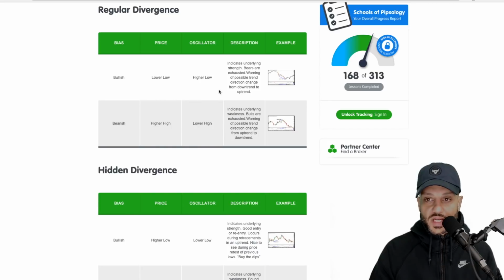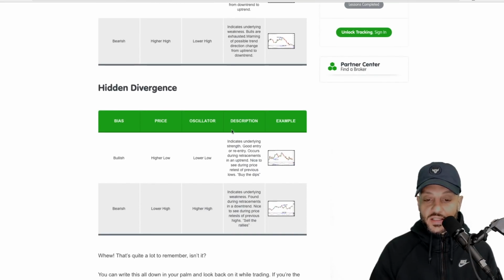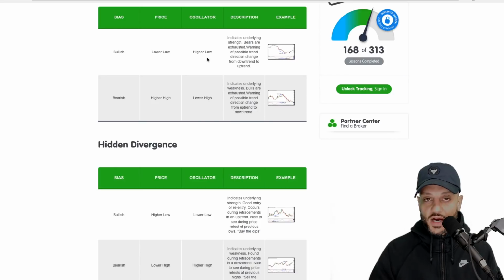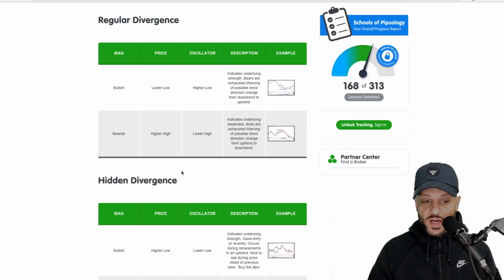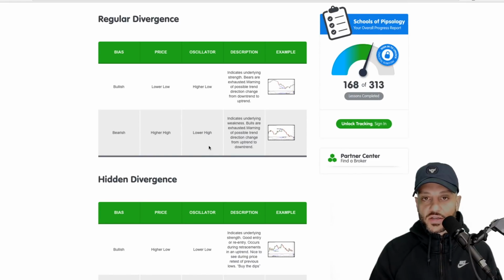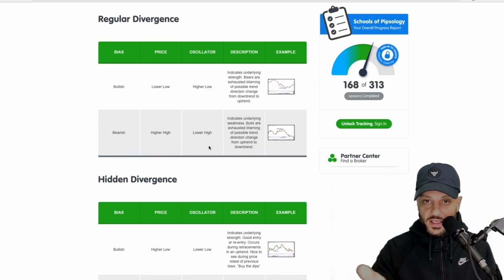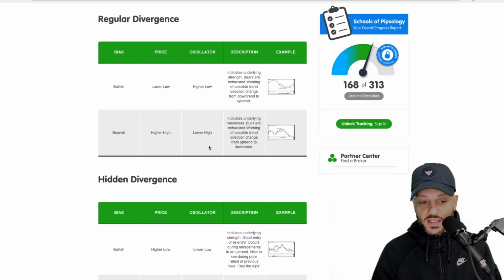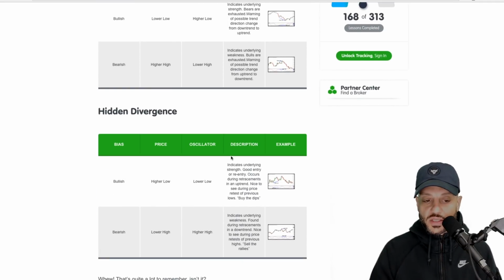We'll go into an example in a second. Now, this dives further because there is a hidden divergence where the bullish pattern is a higher low and a lower low, opposite from a lower low and a higher low. It's just vice versa. And really, the only difference between a regular and a hidden divergence is a regular divergence is trying to signal a trend reversal. So a bullish would be from a decline to a rally, and a bearish would be from a rally to a decline. The hidden divergence just signifies the continuation of the pattern.